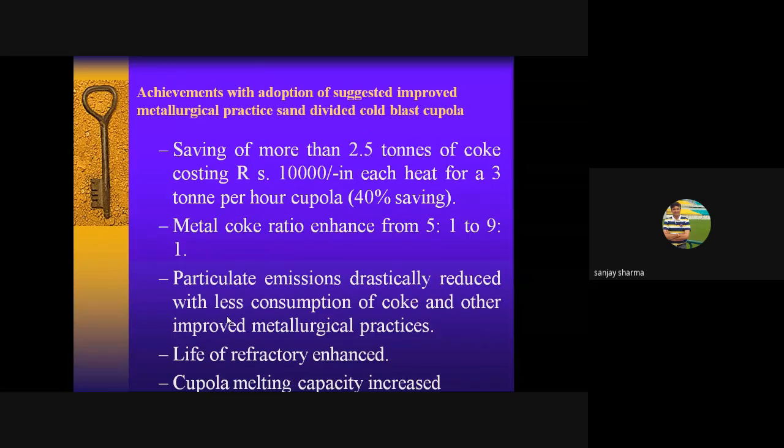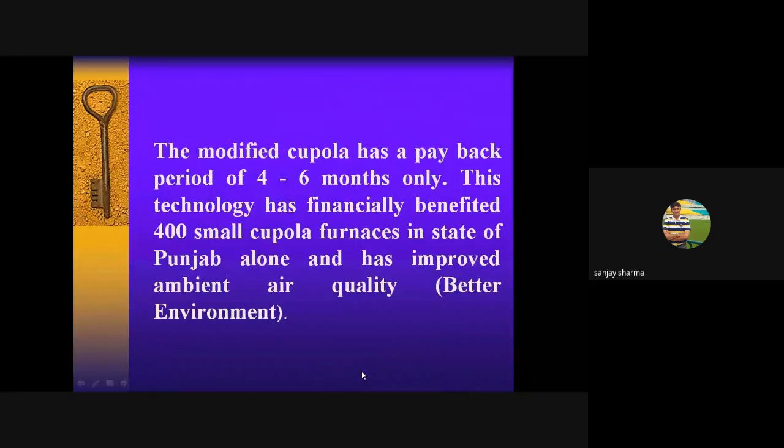So basically these steps achieved a saving of more than 2 tons of coke, costing rupees 10,000, in each heat for a 3 ton per hour furnace, about 40% saving. The coke ratio was enhanced from 5:1 to 9:1. Particulate emissions were drastically reduced. Life of refractory also got enhanced, and melting capacity also increased. This modified system has a payback of only 4 to 6 months.